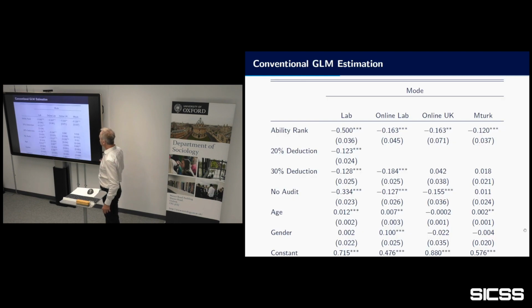Okay. So this is the conventional sort of estimation, right? Where basically I've simply broken up the results into the lab, the online lab, the online UK, and the MTurk, right? Okay, the deduction rate here clearly seems to be working, right? As the deduction rate goes up, people are reporting less of their income, right? That's the negative coefficient. There's some evidence here that the online subject pool is behaving differently.